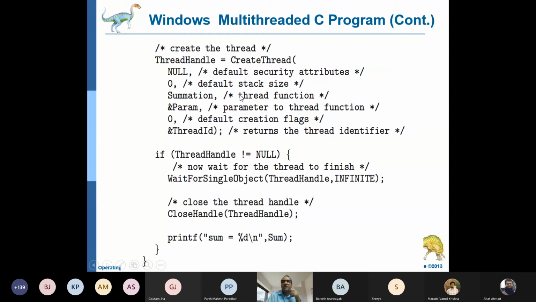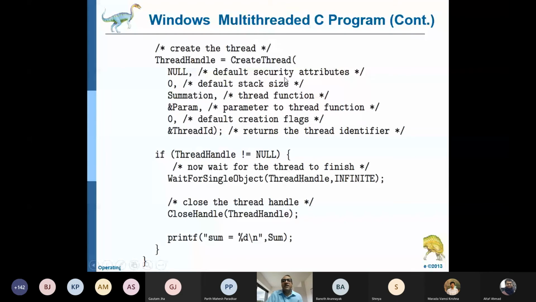It almost follows the pthreads, but the naming conventions are different. For create thread, you have CreateThread and it returns the thread handle. Earlier, it was the PID, and with the PID the parent thread comes to know the thread ID of that thread. Here it just returns the ID. So that's the thread handle.